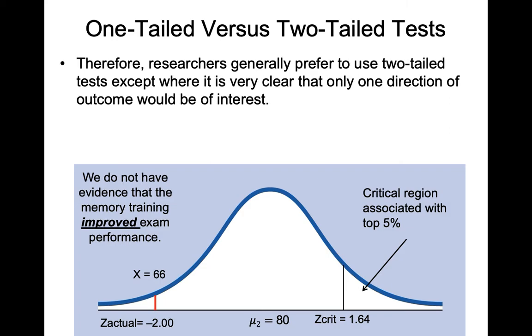It's often the case that researchers generally prefer to use a two-tailed test, except where it's very clear that only one direction of the outcome would be of interest. So in this particular case, if it would be of interest to interpret this effect and say, well, yeah, but it backfired, and so we have a statistically significant result showing that the memory training actually significantly reduces exam scores, you're not allowed to do that. And let me explain why. I'll explain why in just a little bit.